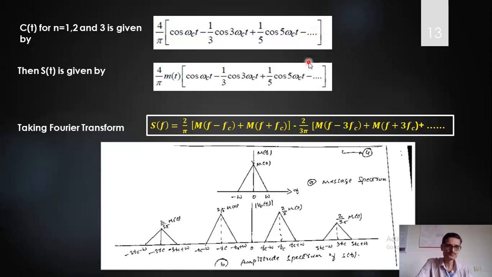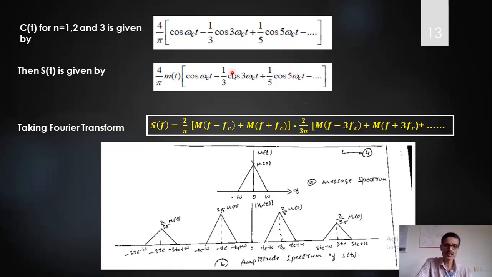So s of t is given by this particular component multiplied by the m of t. This will give you the signal s of t, the modulated signal. Now I will consider only the first part and the second part, for n equal to 2, that is 1 by 3 cos 3 omega ct. The term 1 by 5 cos of 5 omega ct, I did not consider in my equation.